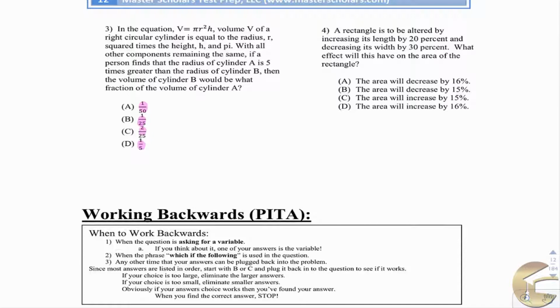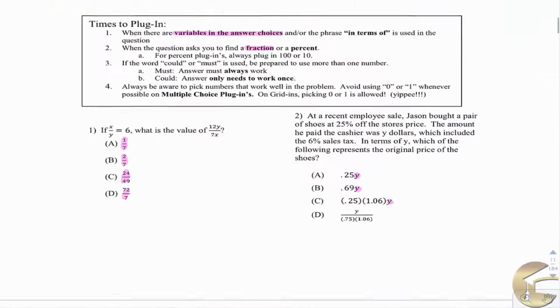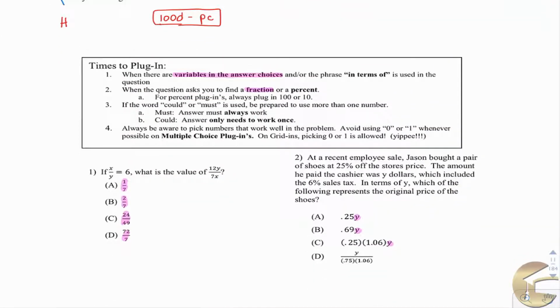Or if it's asking for percentages, notice number 4 is asking for percentages. Those are times that you're going to be able to plug in. Now, if you're doing a percentage plug-in, let's make sure we pick 10 or 100, because taking percentages is easy when you're using those numbers. Like 20% of 100 is 20. 20% of 10 is 2. 20% of 7 is not so easy.